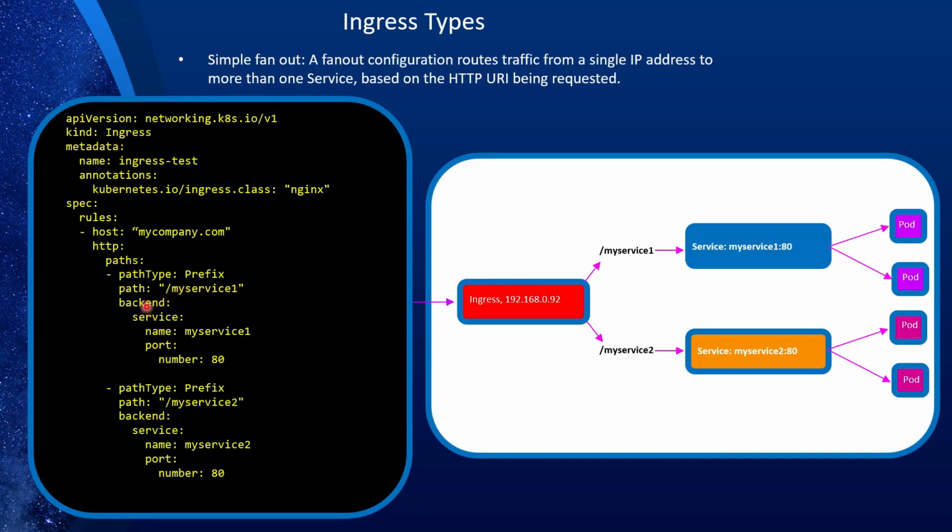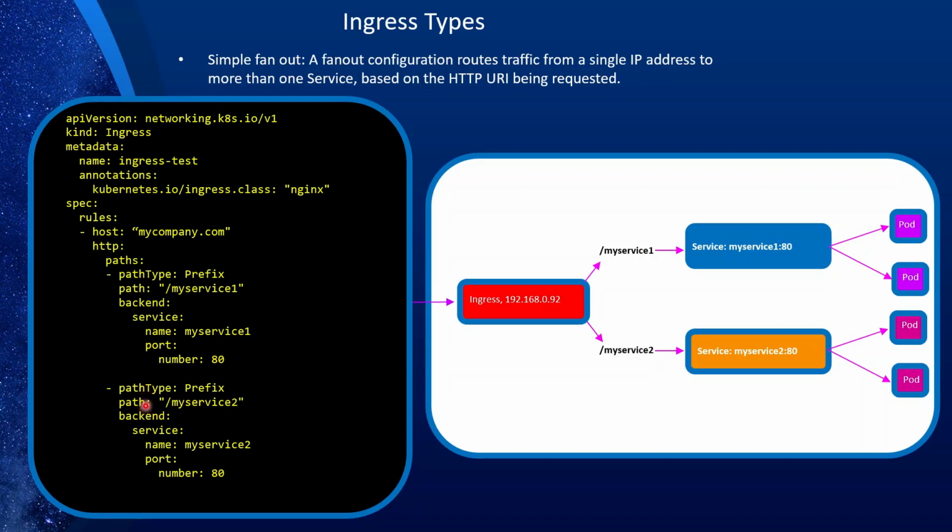Then under backend, as we mentioned earlier, we are specifying the service. So what is the service behind this? For the first one, it is myservice1. This is the name of the service. And also we need to specify the port that the service is listening on. In this case, it is port 80.